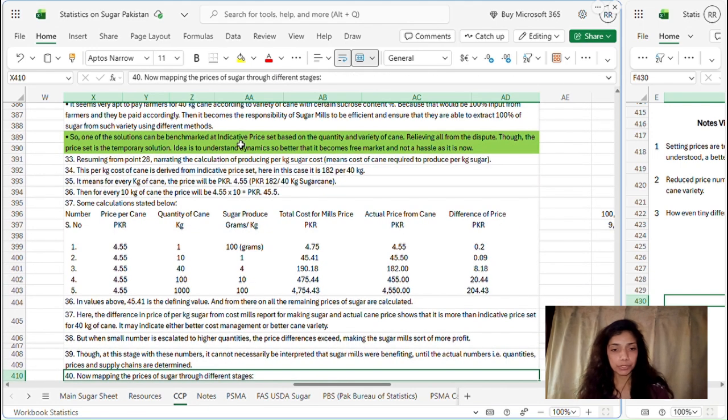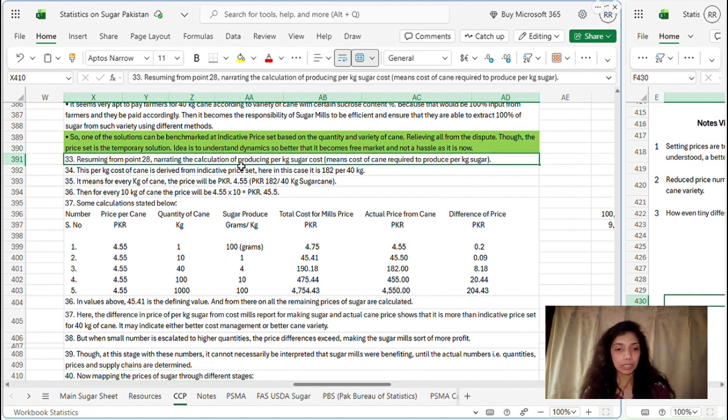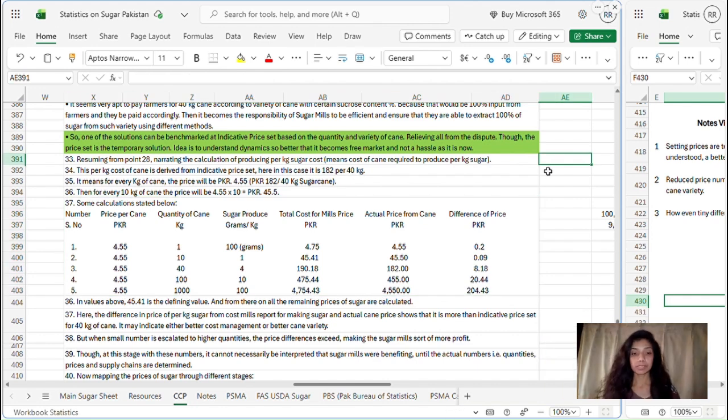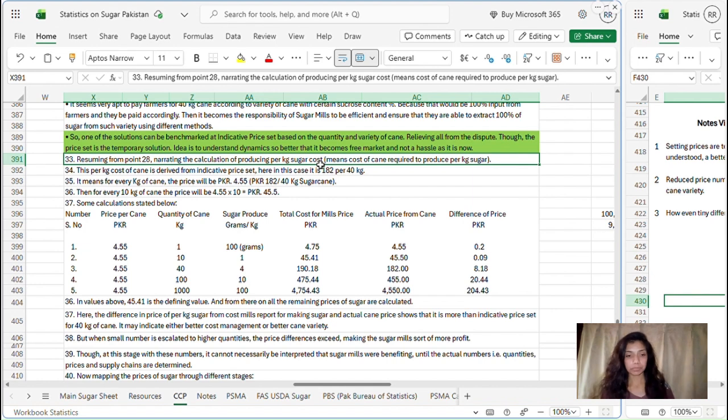Now resuming from point 28, narrating the calculation of producing per kg sugar cost, meaning the cost of cane required to produce per kg sugar. From this point here, another table starts. So it says, resuming from point 28, narrating the calculation of producing per kg sugar cost, meaning the cost of cane required to produce per kg sugar.